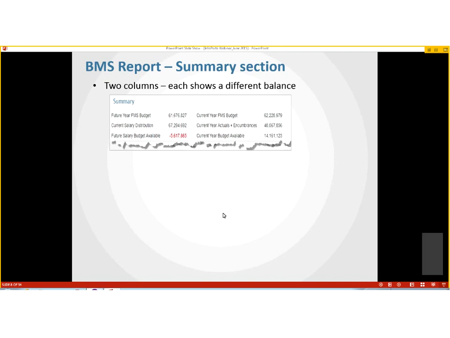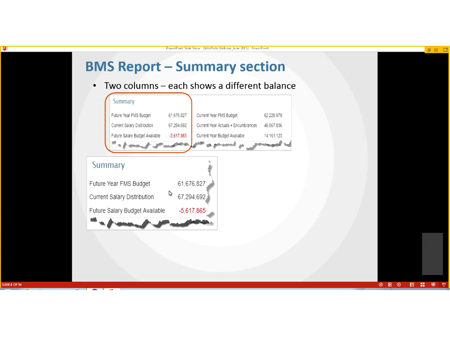When you search, the summary section is going to show these two columns. You see here this first column and the second column. This first column is showing your future year budget balance, so 2016. The second column is showing your current year budget balance, so 2015. So let's break this down a little bit. This is my future year budget balance you see here, and this is the same thing blown out here so we can see it a little bigger.